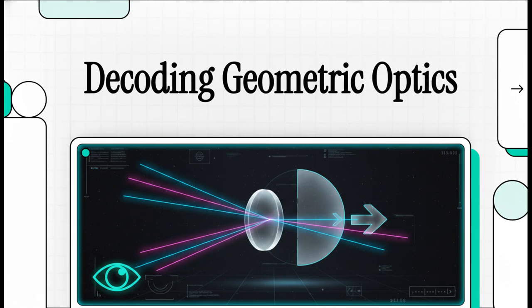Welcome to The Explainer. Hook yourself in and boot up your visual interfaces, because today we are stepping into a dark, holographic lab simulator. We are going to trace the absolutely incredible physics of geometric optics. We'll be manipulating glowing neon rays of light to figure out exactly how images are formed, bent, and projected through the fundamental laws of reflection and refraction.